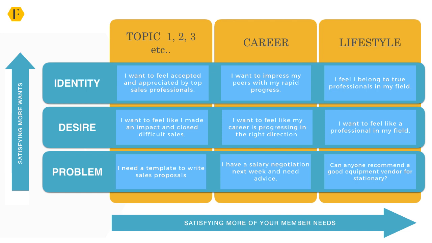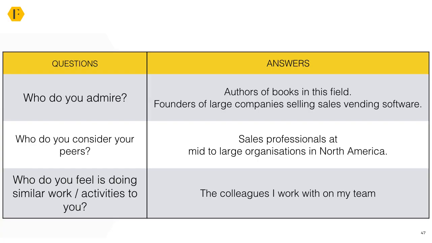You don't need to fill out every single box in this. We've done it here as an example. But it's good to get a sense of what is the identity that your top members hold. And you can ask questions again here, such as who do you admire? Who do you consider your peers? Who do you feel is doing similar work and activities to you?